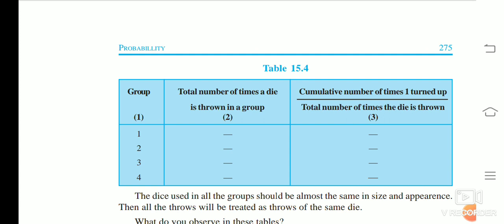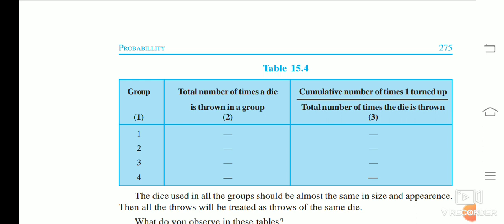So suppose you are going to toss 15 times, like a coin, but here you have a die, you need to use the die. For the total number of times a die is thrown, 5 times, 10 times or 15 times. For the first group suppose 10 times. Now the appearance of 1 may be 2 times or 3 times or 4 times. Write down the probability form. Suppose 3 times means 3 divided by 10.